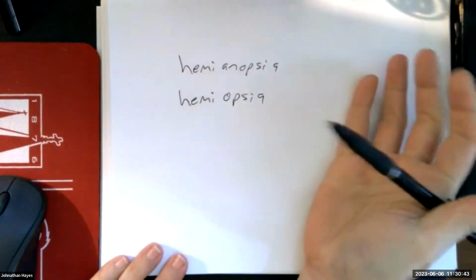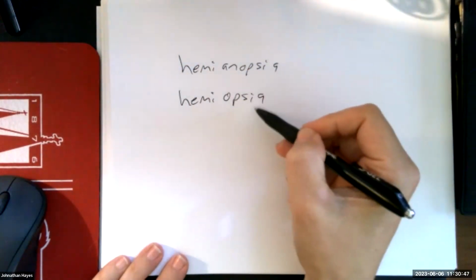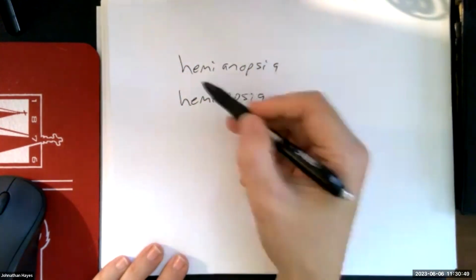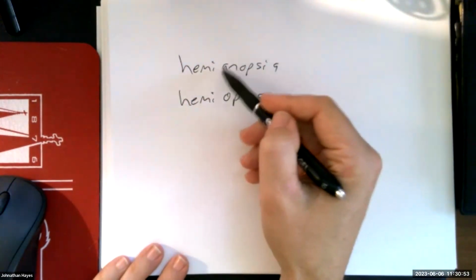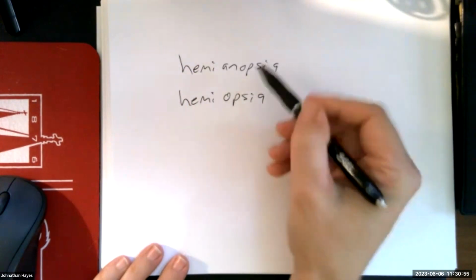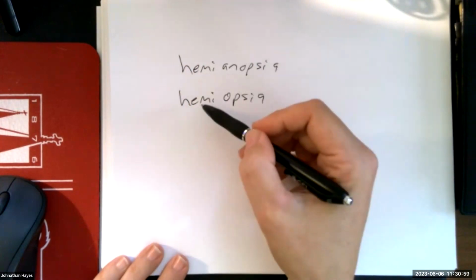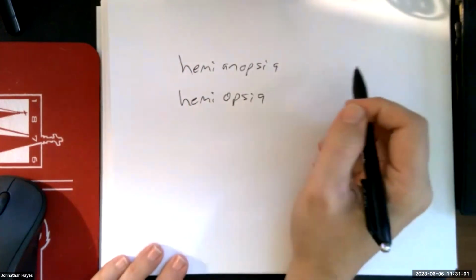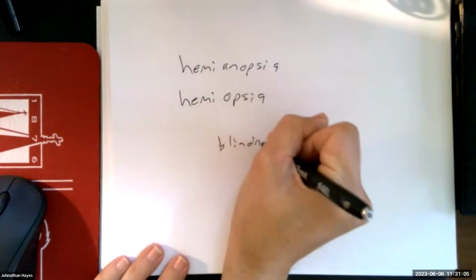Again, it's kind of like a glass half full, glass half empty. This means you have like half vision. This means you've lost half vision, like hemi, like half. Anopsia, put an A or an AN in front of a word, it negates it. Opsia, to see. So I half can't see. Here it says I can half see. Right? So it means the same, but it's a type of blindness.